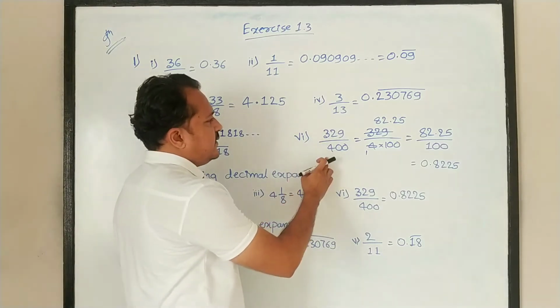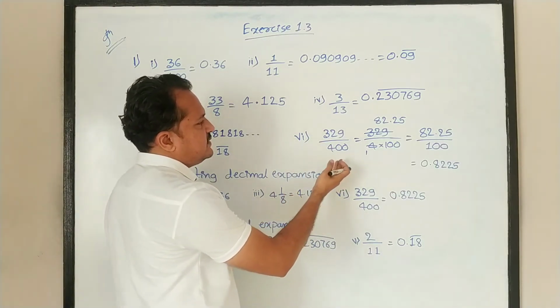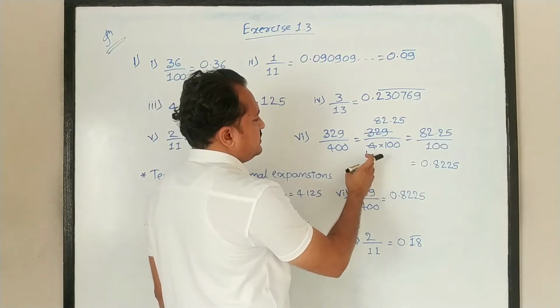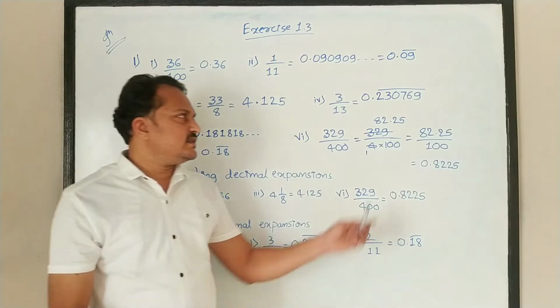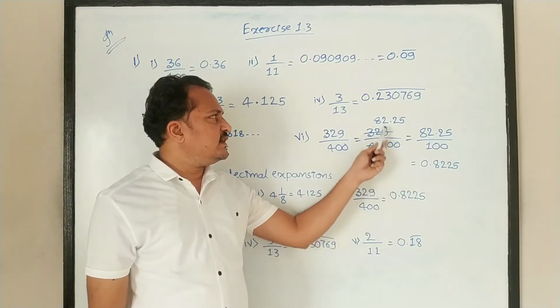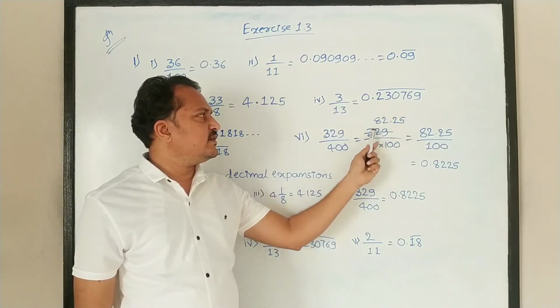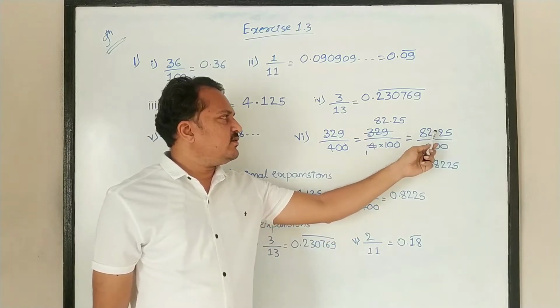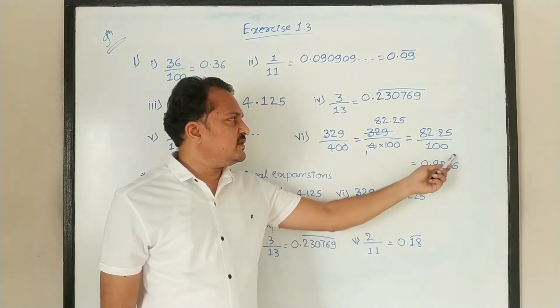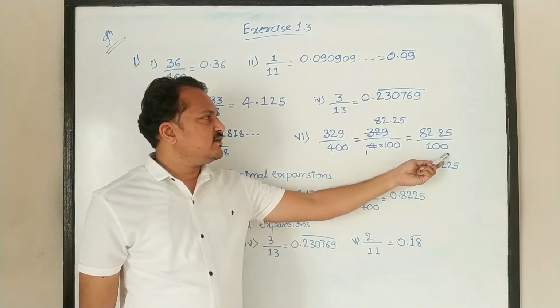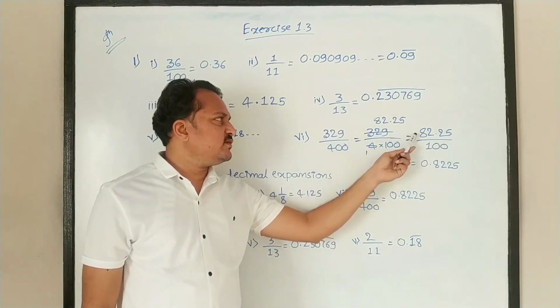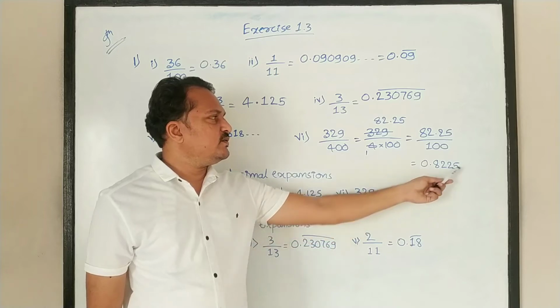Next, 329 divided by 400. We will simplify it here: 329 divided by 4 into 100. In the next step we cancel, and 329 by 4 gives 82.25. Why do we write it this way? If the denominator has zeros, we can very easily adjust the decimal point. These two zeros make the decimal point shift back, giving 0.8225.